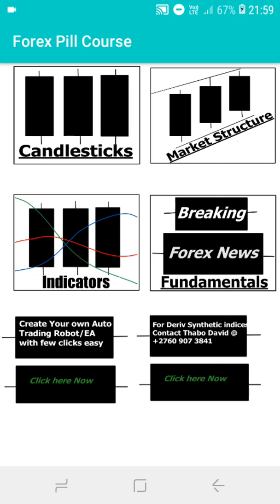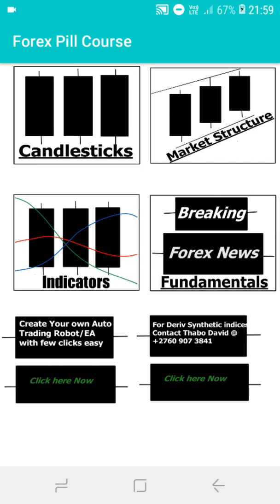Just four of them: candlestick, market structure, indicators, and fundamentals. Of course, we can have exceptions on indicators or fundamentals. Some people think they don't have to know fundamentals, some people think they don't have to know indicators, and some people think they don't have to know market structure. But let's start with the candlesticks.